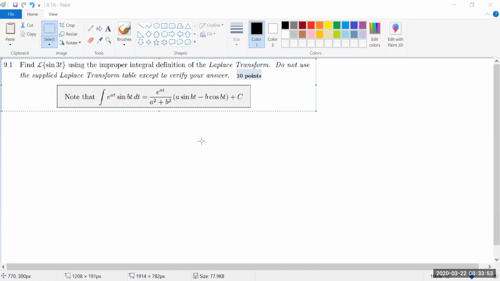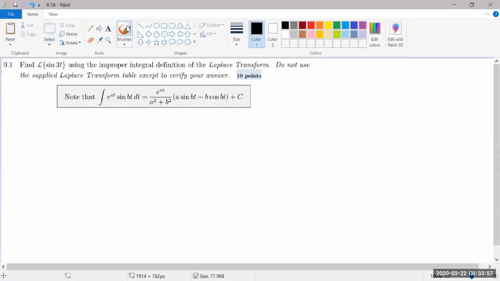This is 9.1b, and we're asked to use the improper integral definition of a Laplace transform to solve for the Laplace transform of sine of 3t. This one's a little bit harder than 9.1a, but not too bad. So let's see what we can do with it.